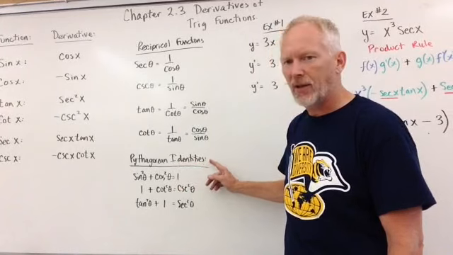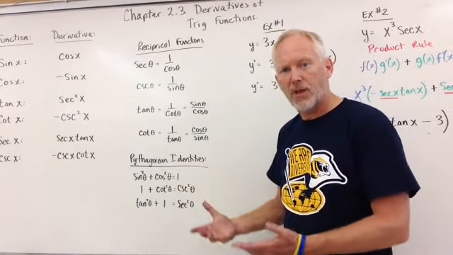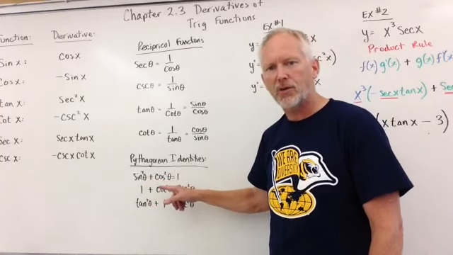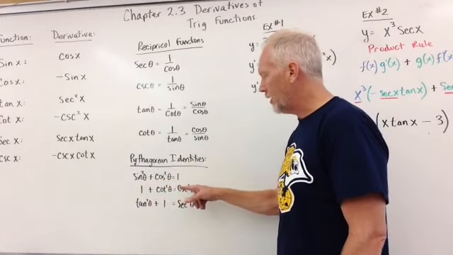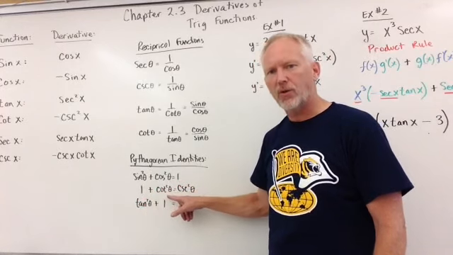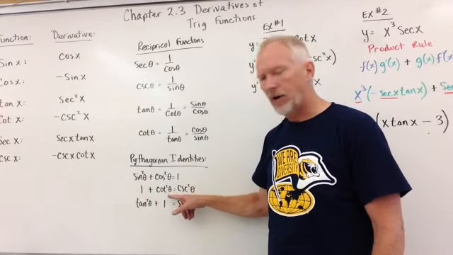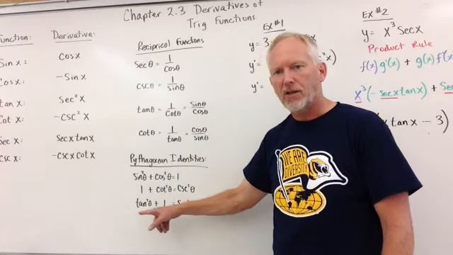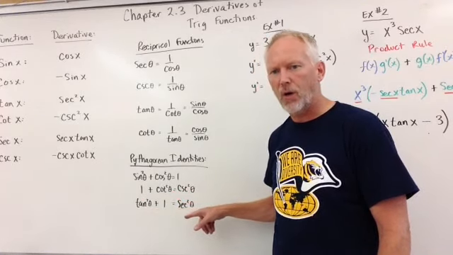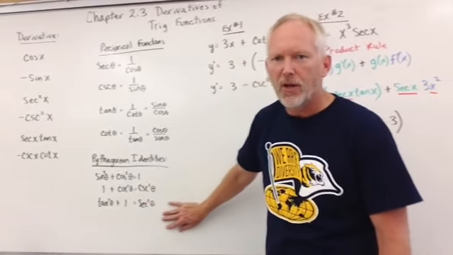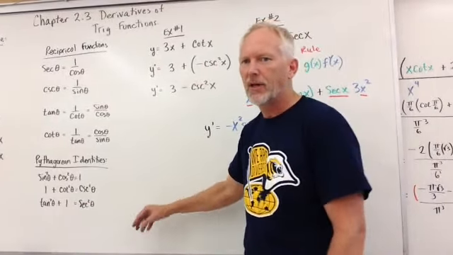Now we've got some Pythagorean identities that we can utilize to help simplify. So we have sine squared theta plus cosine squared theta is equal to 1. Then 1 plus cotangent squared theta is equal to cosecant squared theta. Tangent squared theta plus 1 is equal to secant squared theta. All right, let's see how we apply some of this stuff.